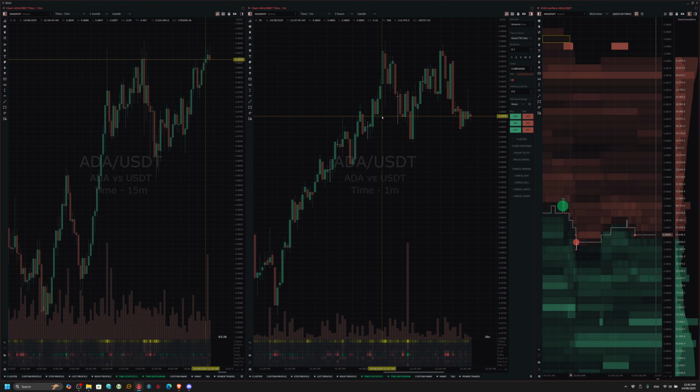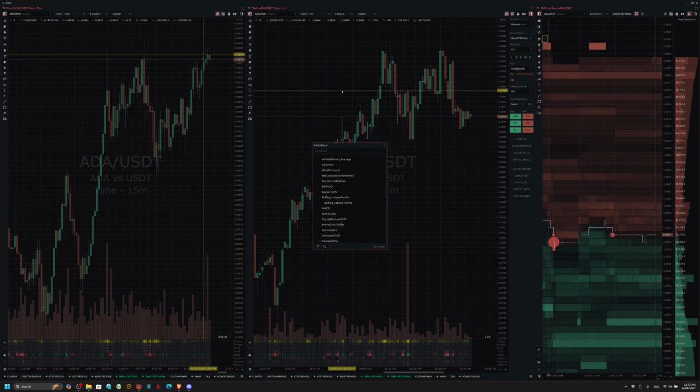I'm making this recording to show you an indicator I'm currently working on. It is called MoneyFlow indicator. I'm adding this indicator to two Quantower charts.